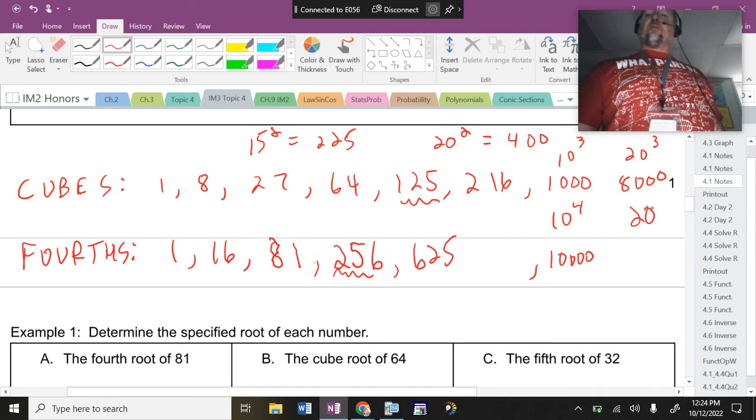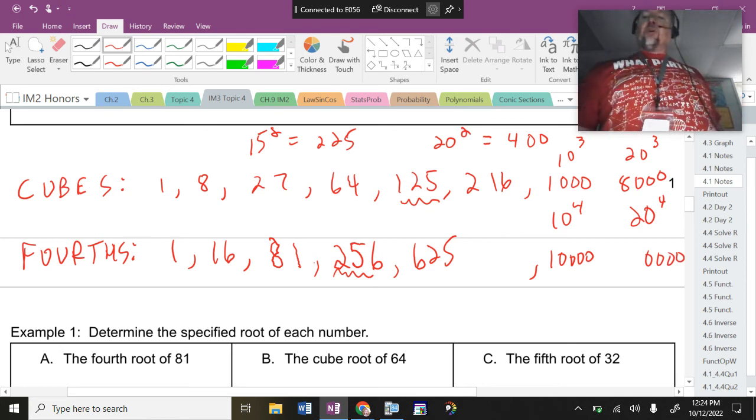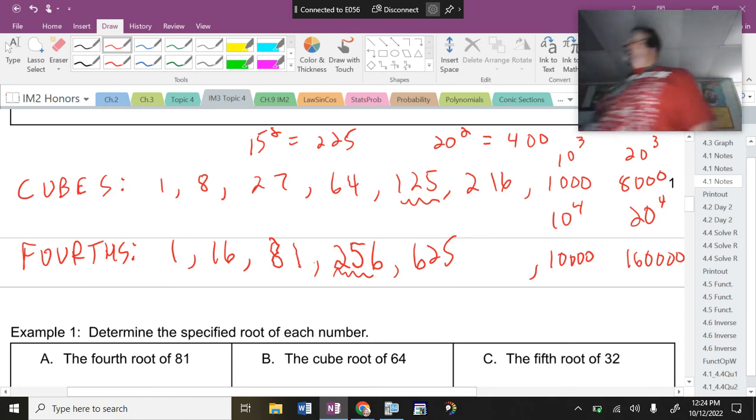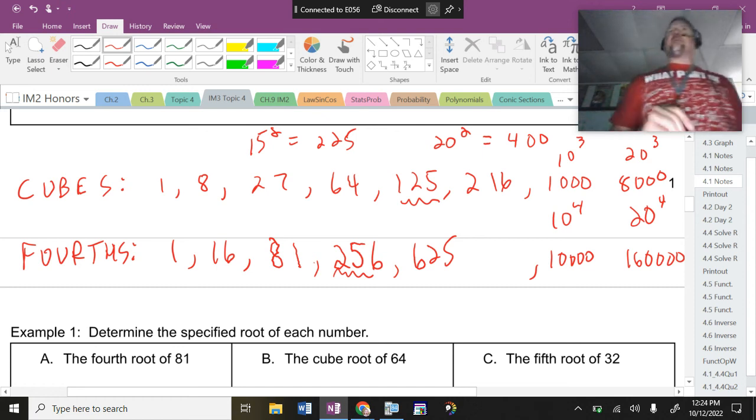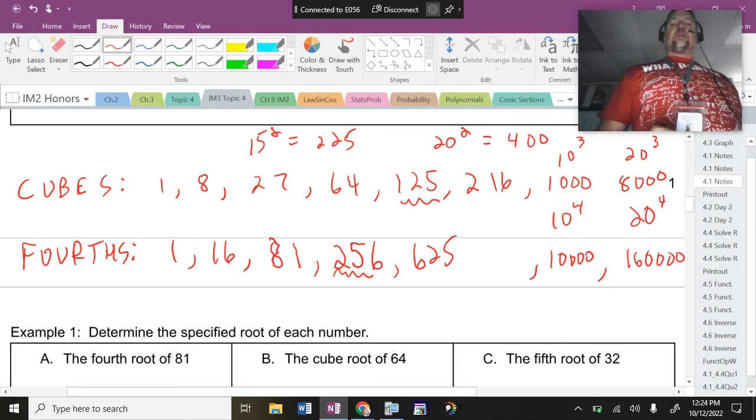Now what's 20 to the 4th power? Well, first of all, there's 4 zeros. And then what's 2 to the 4th? 16. And then, okay, that's 160,000. So that's how you play around with these numbers and don't get bogged down on them thinking they're too difficult.